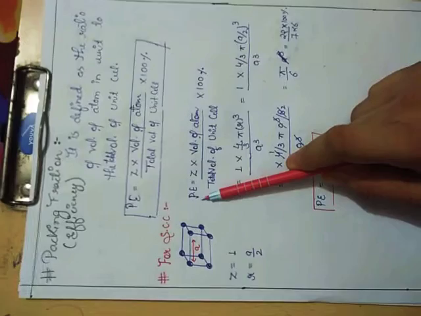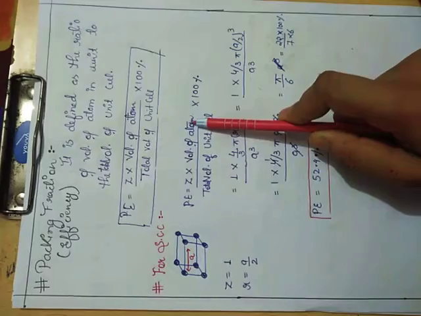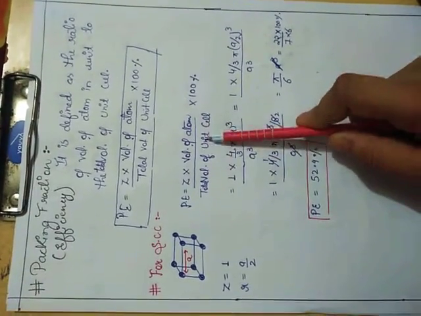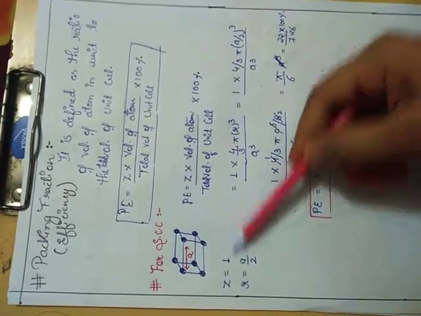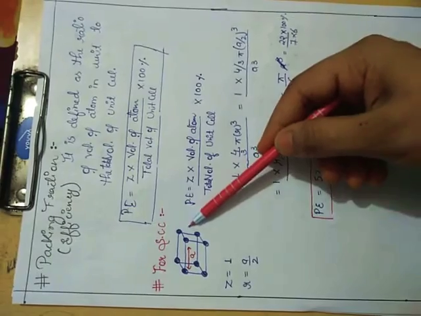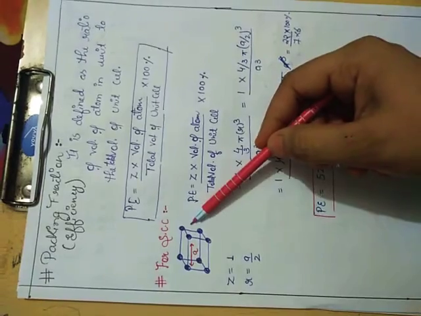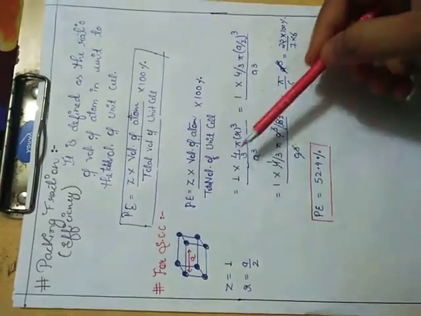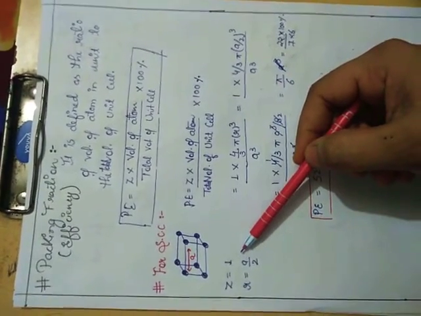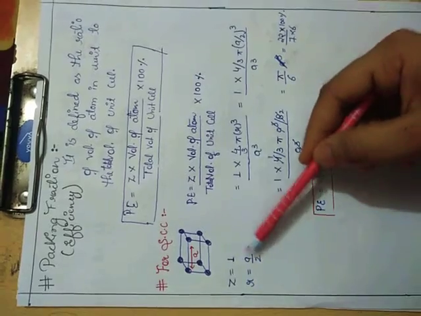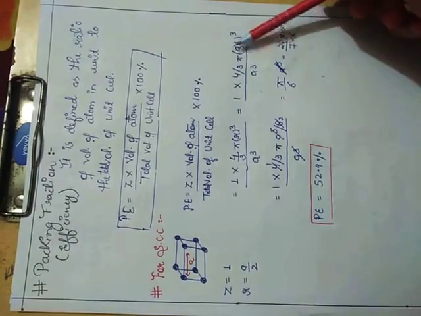So we take the formula of packing efficiency: PE equals Z, the number of atoms, into the volume of one atom upon the total volume of the unit cell, into 100%. We'll put in all the values: Z for SCC is 1, the volume of an atom, which is spherical, is 4/3 pi r cube, and a cube, because the unit cell is a cube whose edge length is a. We'll put the value of the radius which we calculated in the previous video, r equals a by 2. So we get 1 into 4/3 pi (a by 2) whole cube.